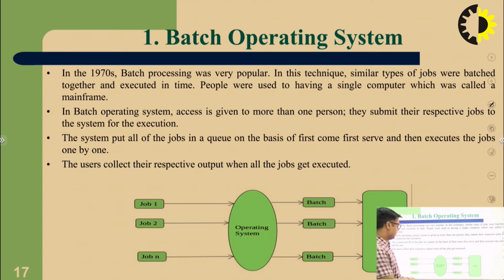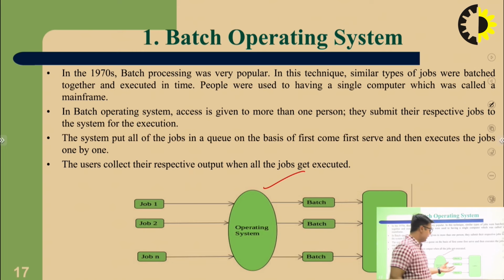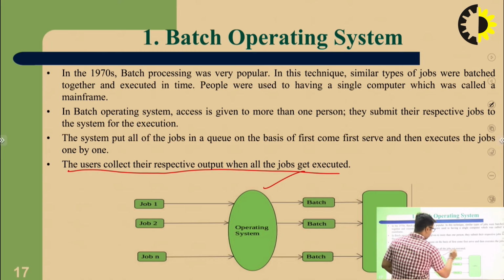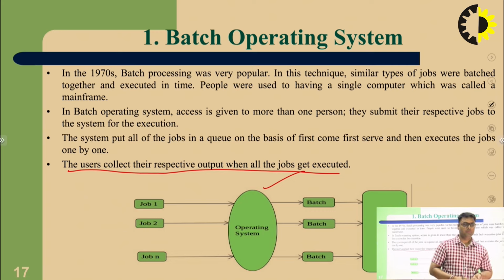In this picture of a batch operating system, we have job 1, job 2, job 3, and create batches using these jobs. They move to the CPU, the CPU executes them, and after execution the operator collects the outputs and gives them to the persons. The user collects their respective output when all the jobs get executed.